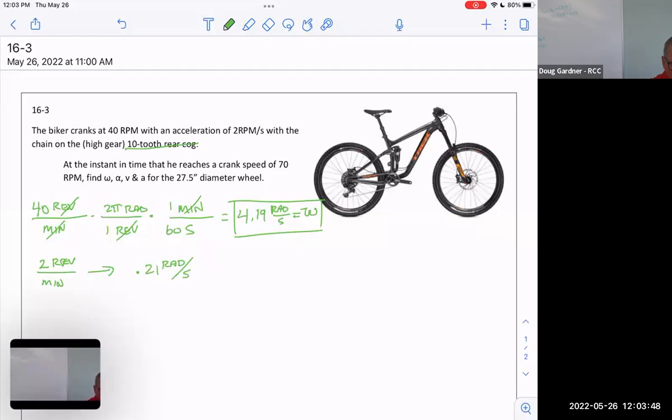Radians per second, because remember there was an extra per second on the bottom of that last statement. That wasn't just 2 RPMs, it was 2 RPMs per second. So there's a kind of per second that comes along for the ride there. And isn't that what we've been calling alpha? Because it's a rotational change of speed, not a linear change of speed.